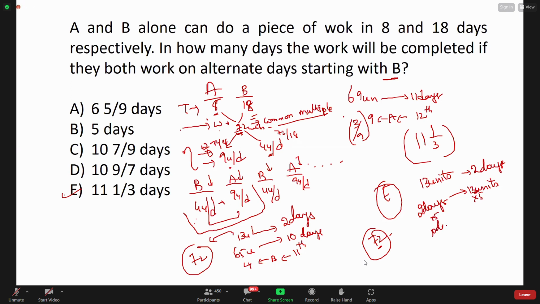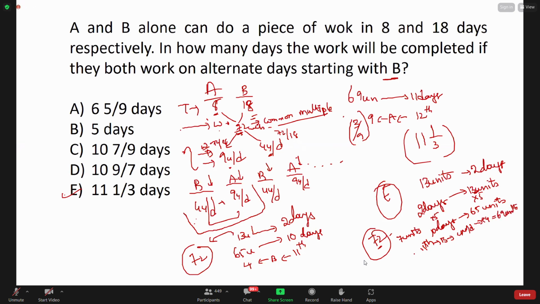So let me increase the fold to 65. This will become 10 days. They can work for 65 units of work. They are still left with 7 units to be completed. But on the 11th day, who's going to come to work? B is going to come to work. How much can B work? B can only work for 4 units per day. So let us add 4 units here. So it will become 69 units totally.